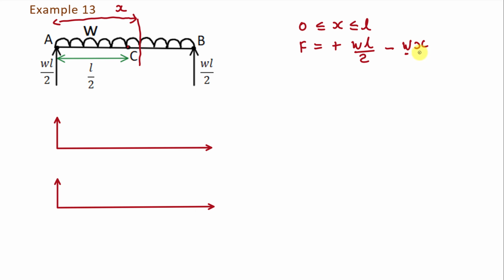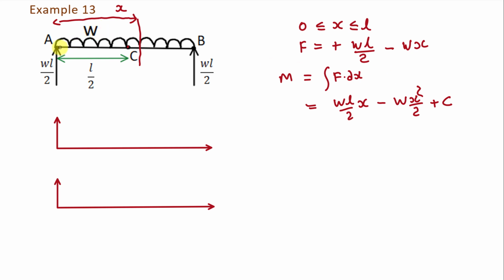Now what will be the value of bending moment in this interval? It will be the integration of shear force. So what will be the integration of shear force? Here I am directly going to write down the integration of this F. It will be equal to WL by 2 into x minus W x square by 2 plus a constant C. To find the value of constant C, we will put a boundary condition.